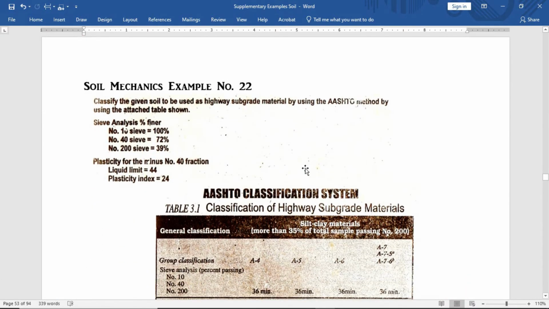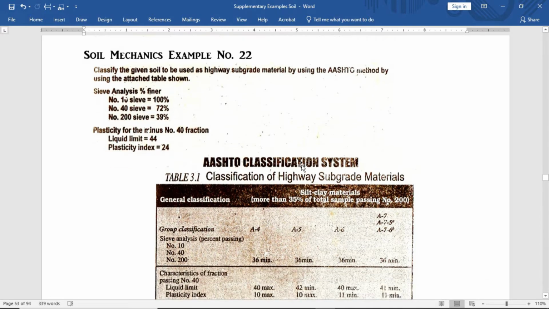So, next problem naman natin is sample number 22. Classify the given soil to be used as highway subgrade material by using the AASHTO method, by using the attached table shown. Sieve analysis, percent finer for number 10 sieve is 100%, for number 40 sieve is 72%, for number 200 sieve is 39%. Plasticity for the minus number 40 fraction: liquid limit is equal to 44 and plasticity index is 24.